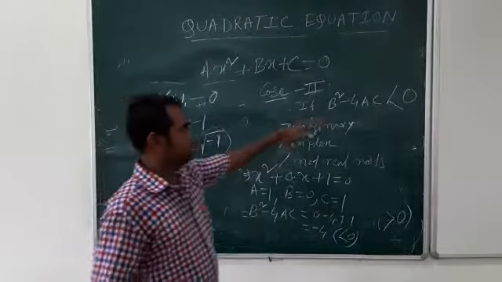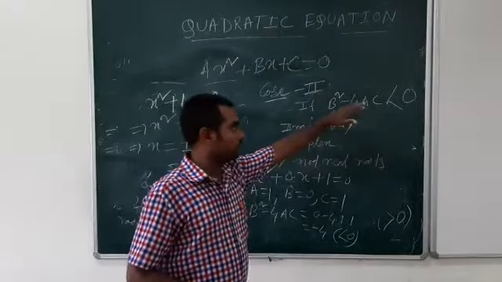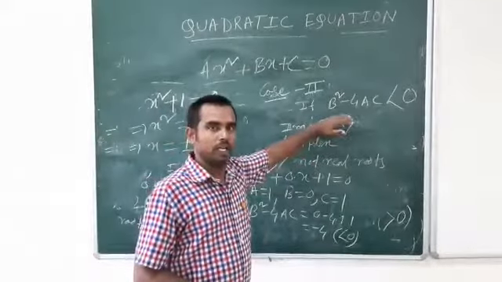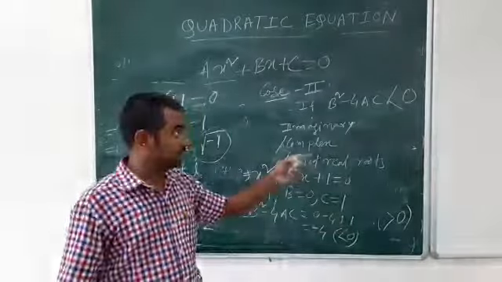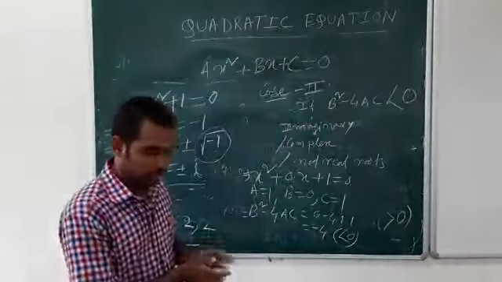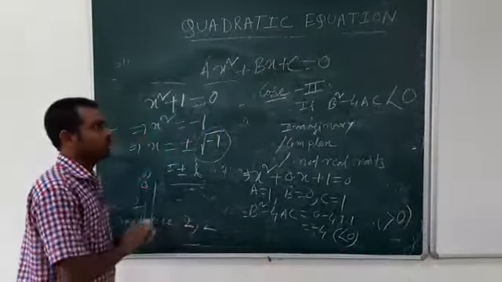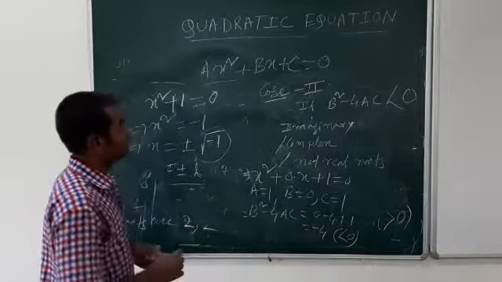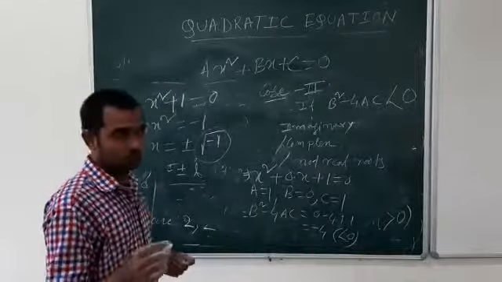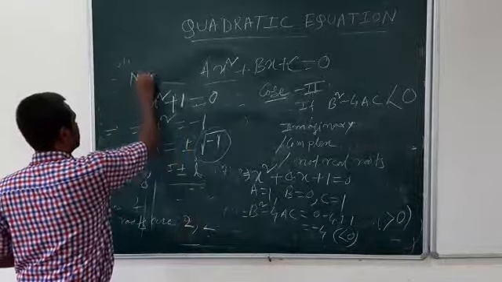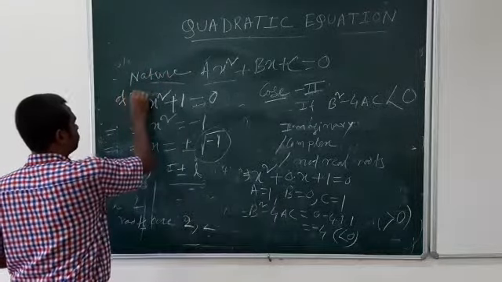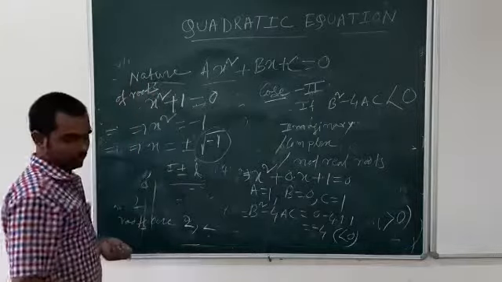Okay. So the discriminant not equal to 0 means two cases. If it is greater than 0, then we get real and distinct roots. If it is less than 0, we get not real roots. If equal to 0, we get equal and real roots. This is the nature of the quadratic roots. These are the nature of roots. Four criteria.